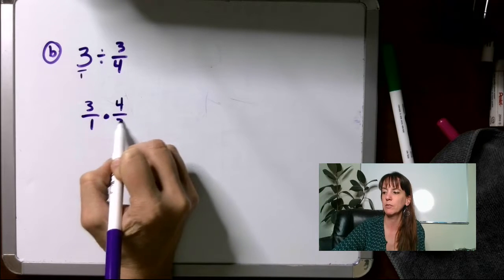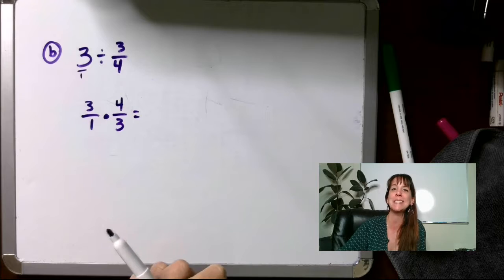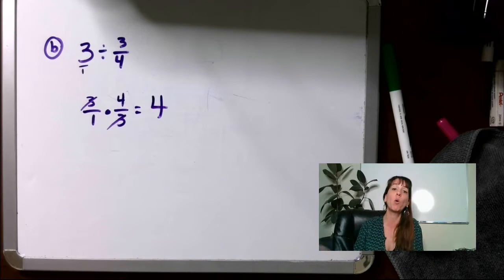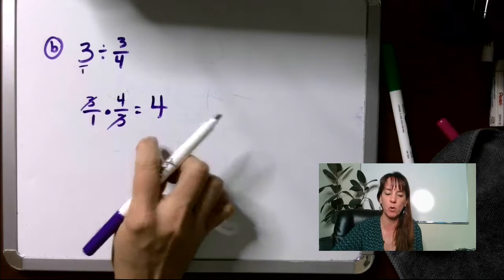So 4 over 3. We get an opportunity to cross cancel. This 3 and this 3 cancel out. We are left with 4 over 1, right? 4 on top, 1 on the bottom.